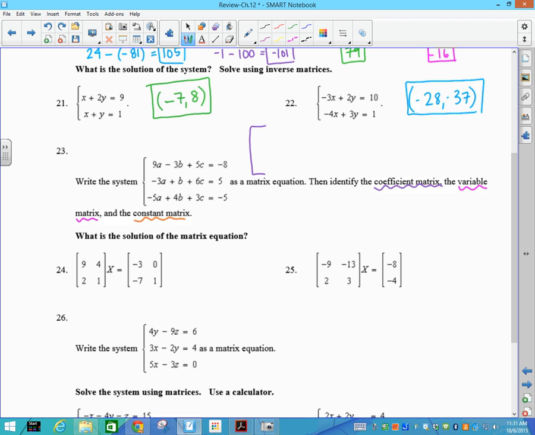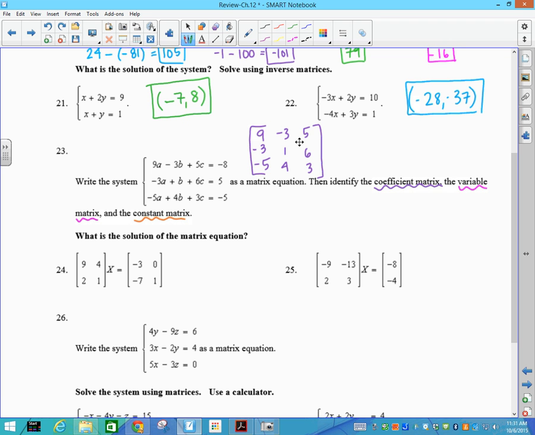Okay, so my coefficients, whether you want to go down or across, doesn't matter. I'll go down. So my coefficients of A's are 9, negative 3, negative 5. For B's, it's negative 3, 1, and 4. For C's, it's 5, 6, and 3. So that is my coefficient matrix.